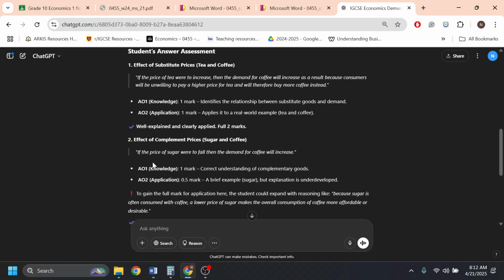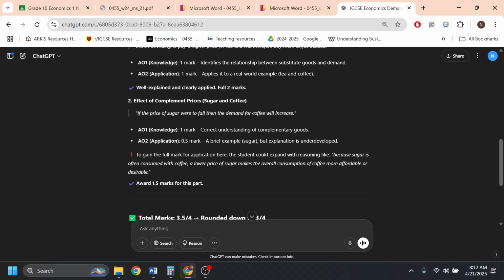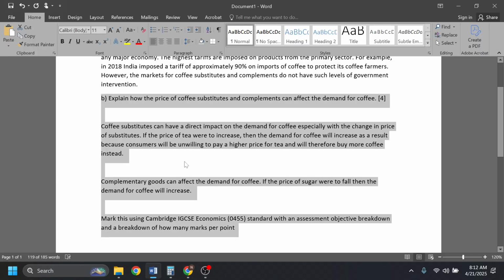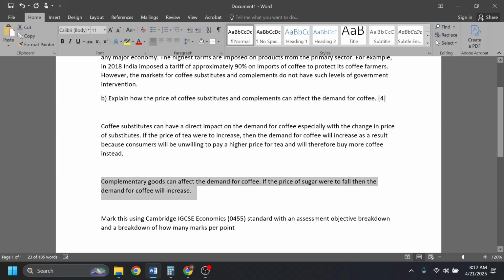Okay. So here, effective complements. Here we have a correct understanding of complementary goods and a brief example on sugar, but the explanation is underdeveloped. To gain the full mark for application, the student could expand with reasoning. Because sugar is often consumed with coffee, a lower price of sugar makes the overall consumption of coffee more affordable or desirable. Right? We mentioned earlier that this answer was very vague and underdeveloped.